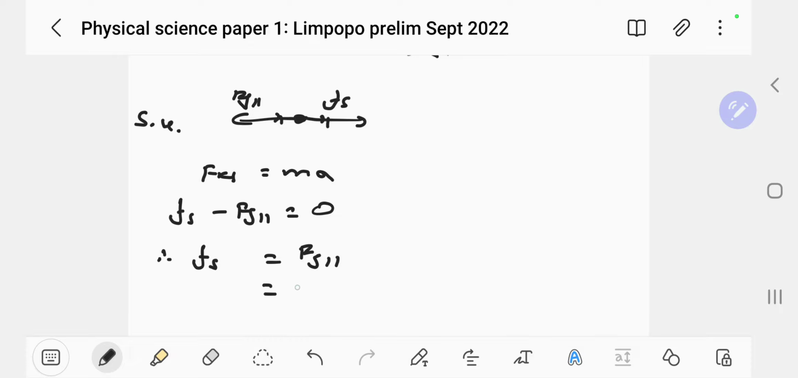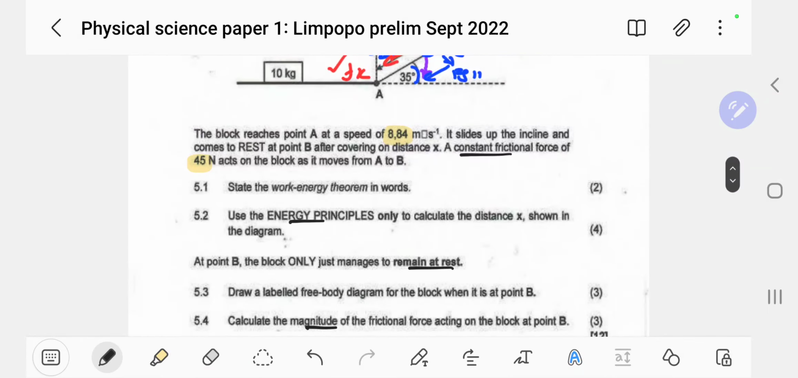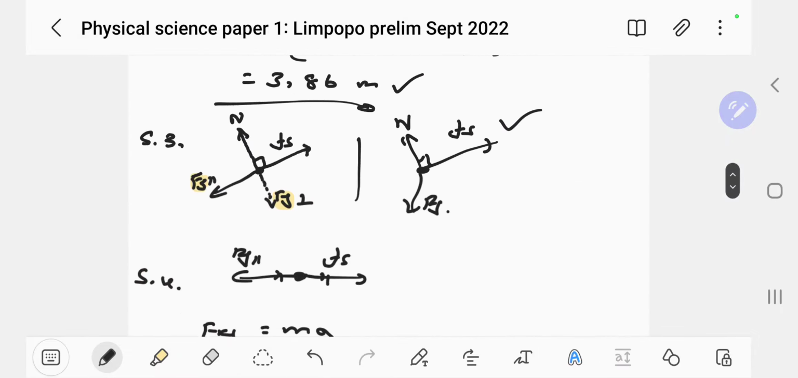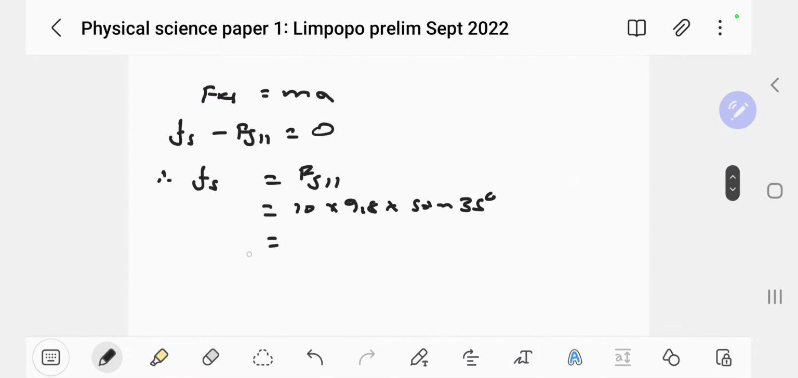And how do we find Fg parallel there? It's going to be 10 multiplied by 9,8 multiplied by sine of 35, because it is still the same incline. The incline doesn't change. So it's still the same 35 degrees. So let's find this one out. Okay, so this is 10 times 9,8, which is 98, times sine of 35 degrees. So I'm getting here a 56,21 newtons. Now this is going to be upslope.